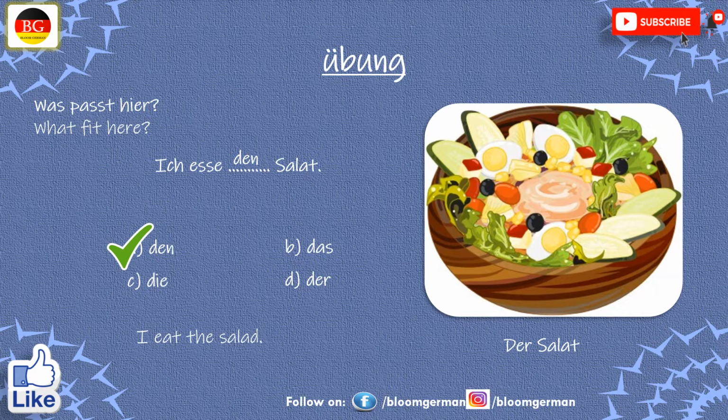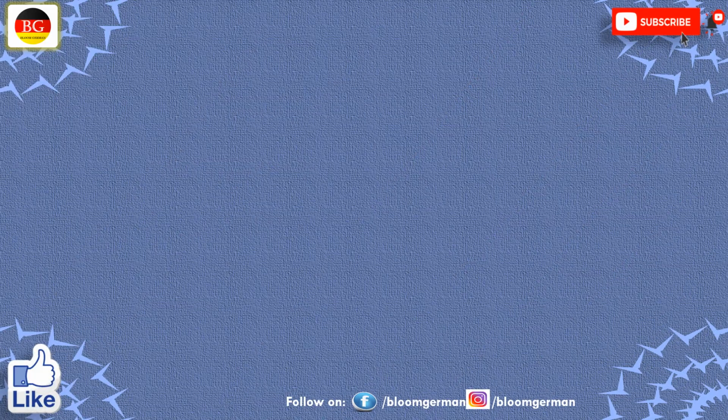I eat the salad. One more thing I want to mention here. In the German language, present continuous tense is not there. They just have the simple present tense. Ich esse den Salat has two meanings: I eat the salad, or I am eating the salad. Both are correct. The same sentence gives us the two meanings. Let's move on to another example.